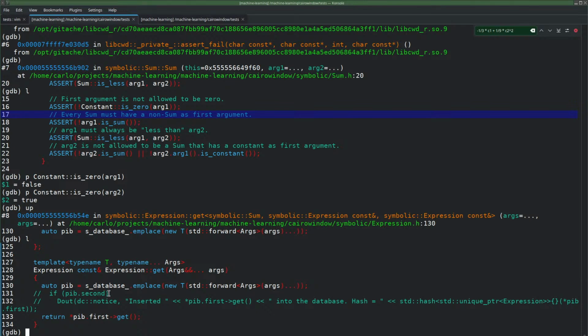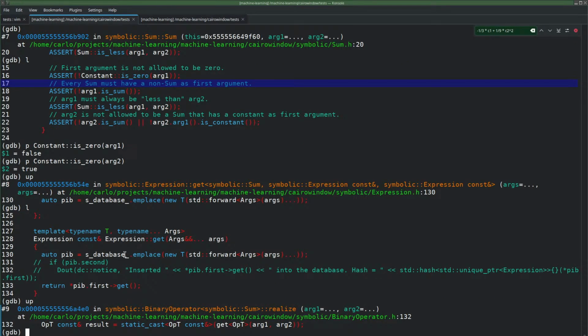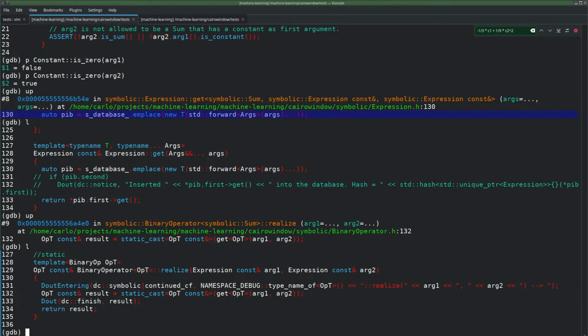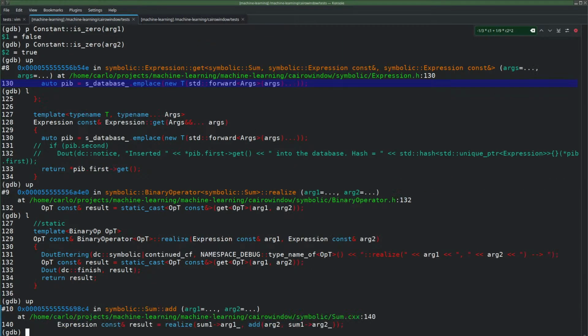So here again, op t is a sum and arg2 is 0. Still doing almost nothing. There we are. Which add is it? Wait a minute. Was it an add? There was a realize. So this one is returning 0. Which is totally possible, of course. Yep. Should check that.